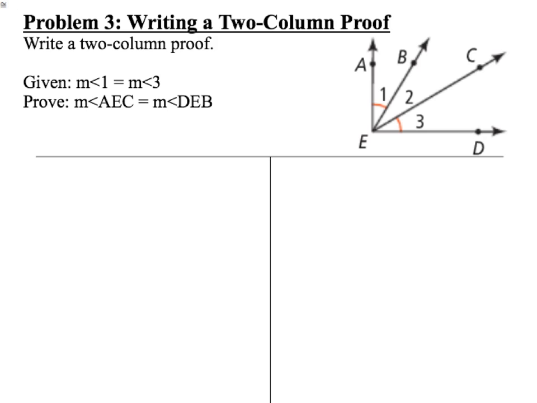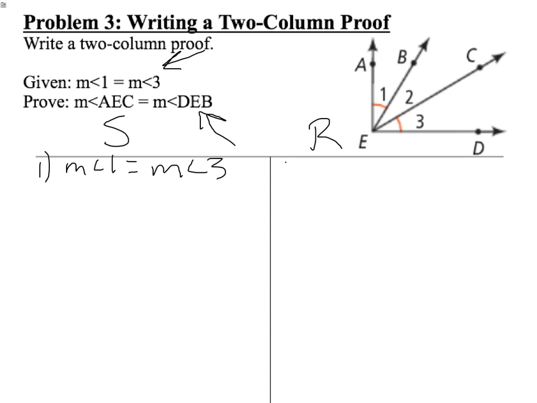When we see a proof like so, the given should always be your first step, and the thing to prove should be your last step in your statements column. Again, you have your statements and you have your reasoning. So I'm first going to write down measure of angle 1 is equal to measure of angle 3. And my reasoning behind that is because that was given. This will always be the easiest step.